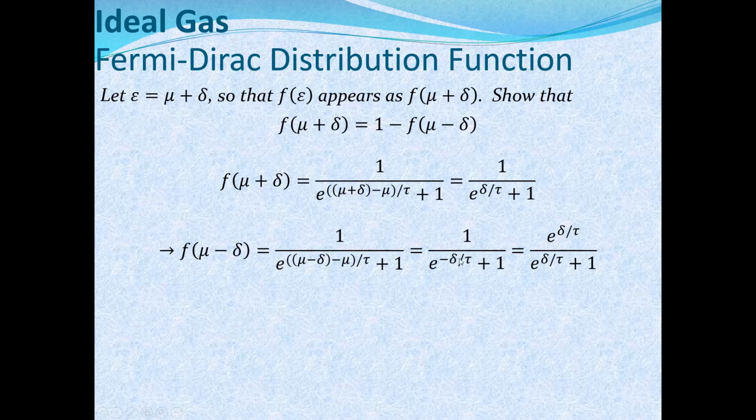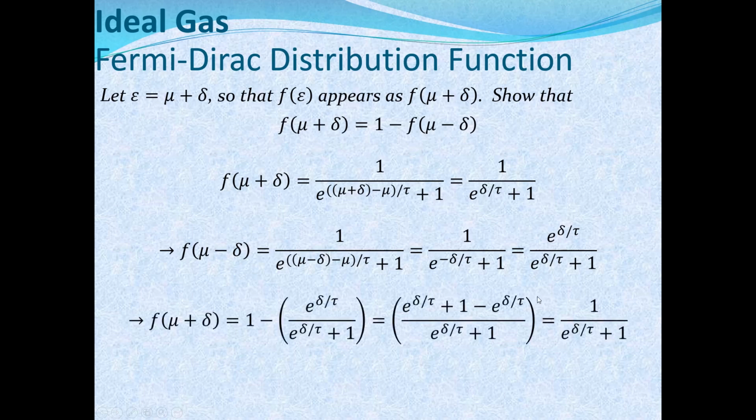So what we can do is actually just multiply the numerator and denominator by e to the delta over tau, and we end up getting this. So now these two terms are going to have the same denominator, making it very easy for us to relate them to each other. So they want us to show that this equation is true. So we'll just plug in what this is in for the mu plus delta and this in for mu minus delta to get this equation.